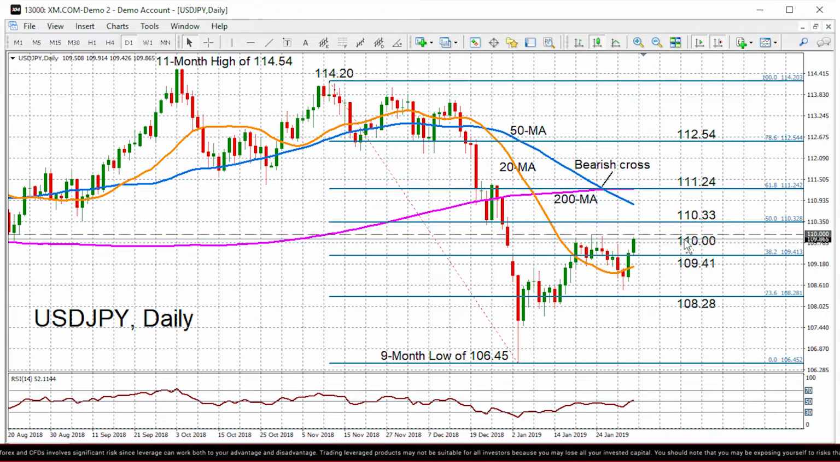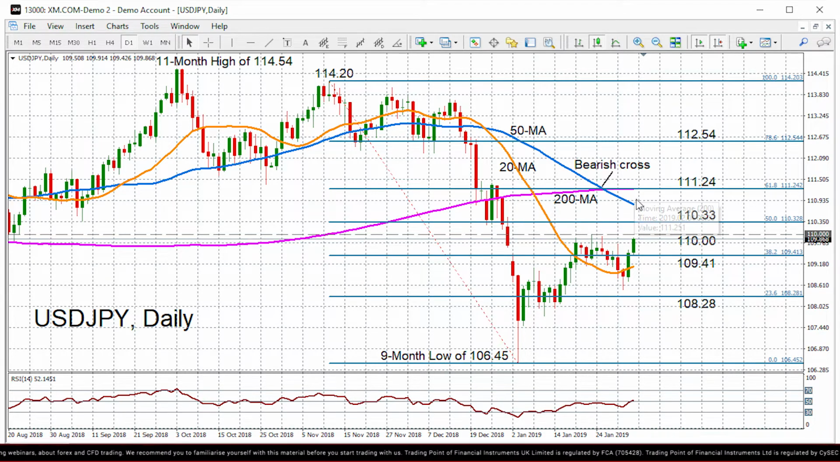If the pair was able to clear that hurdle, we could then see dollar yen targeting the 50% Fibonacci retracement of the down leg from 114.20 to 106.45. Above that, we do have the 50-day moving average at around 110.80. We did see that bearish crossover of the 50-day moving average with the 200-day one that shifted the medium-term picture to a bearish one.